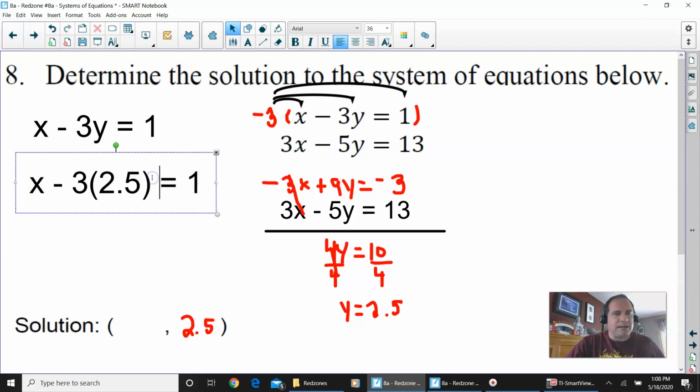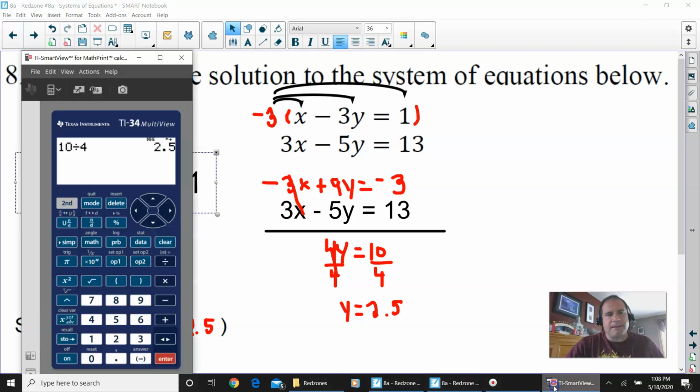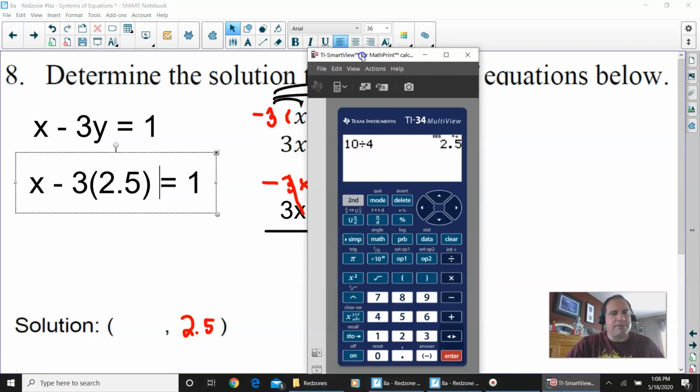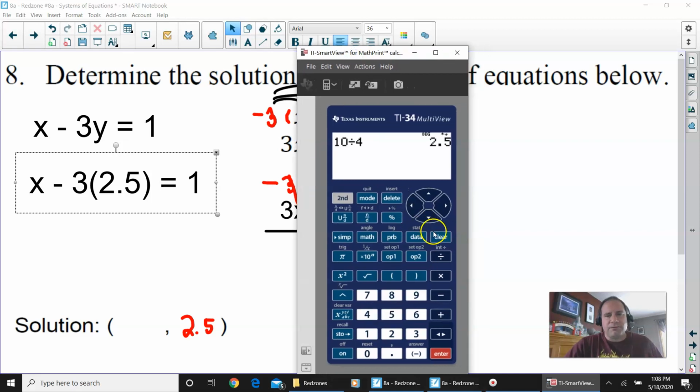So I need the negative 3. I'm looking for my calculator. I'm going to put it over here for now. So I have negative 3 and in parentheses 2.5. Close parentheses. So it is negative 7.5.